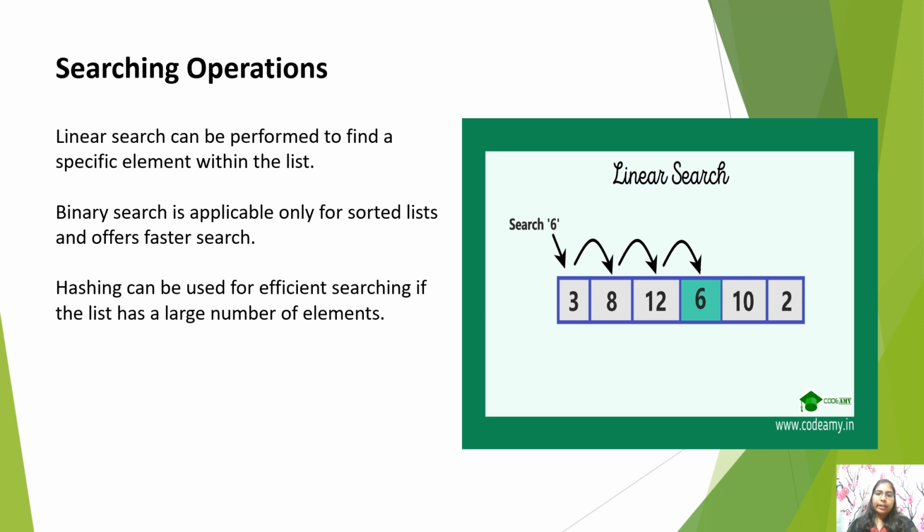Here, let us look into the example. To search for element 6 in the given list, let us first look into the first node, which is pointing towards 3, and the next node contains 8, and the next node contains 12, and the next node contains 6. So it stops and says the element 6 is found.